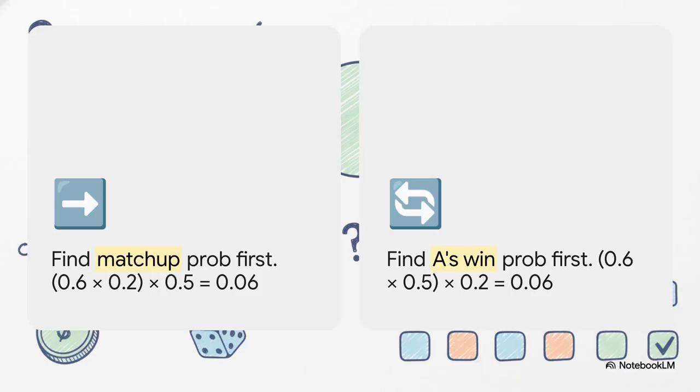Here's a quick but really useful little tip, and it comes straight from the mark scheme. The order you multiply these numbers in doesn't actually matter. You can find the probability of the A versus C matchup happening first and then multiply by A's chance of winning it, or you could group it differently. As you can see, either way, you get the same answer of 0.06. It's just good to know there's some flexibility there.